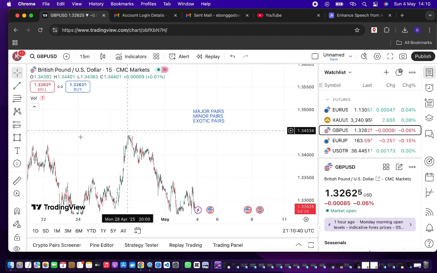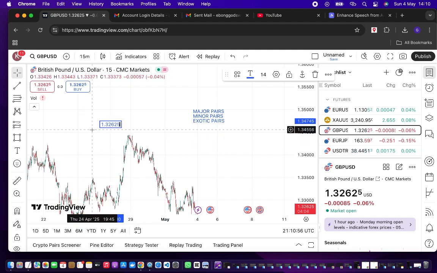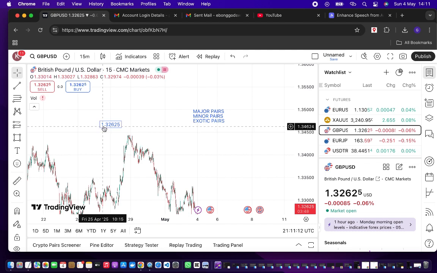We'll be using GBP/USD. So GBP/USD is currently valued at 1.32625. What that simply means is 1 GBP is going to cost you 1.32625 USD. Let me go over that again. 1 Great Britain pound is going to cost you 1.32625 United States dollars. So that's about it.